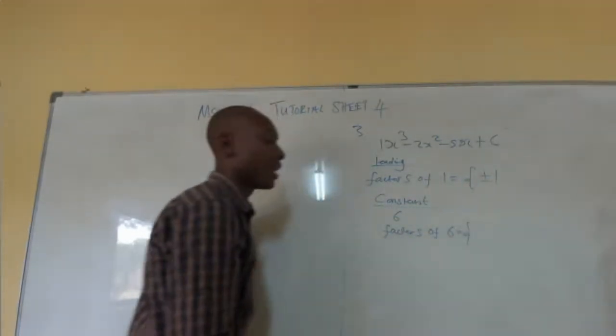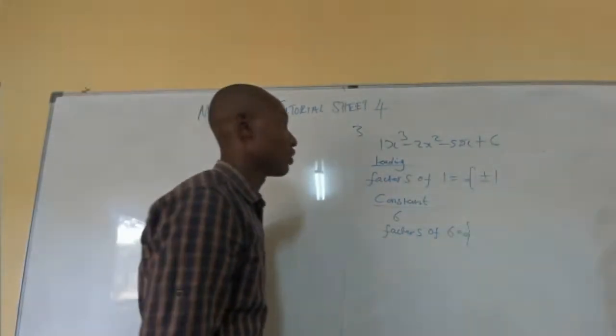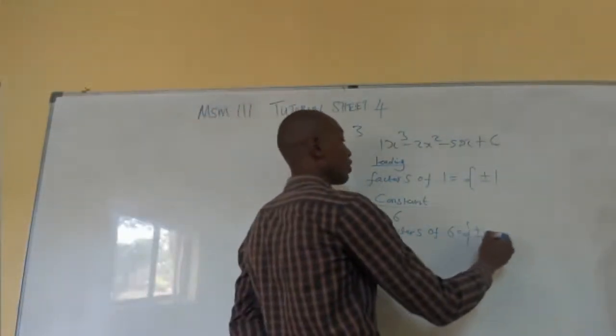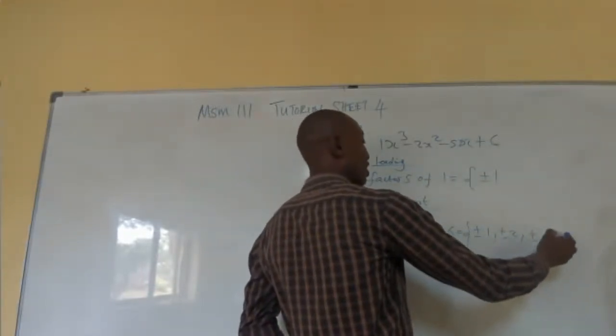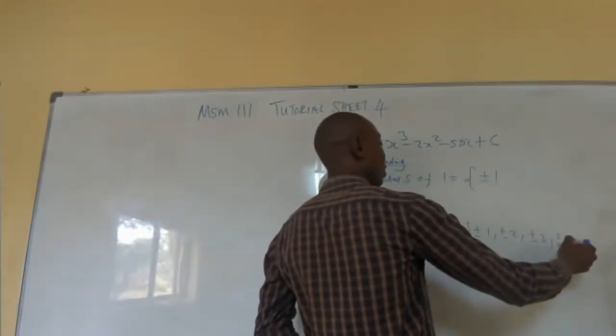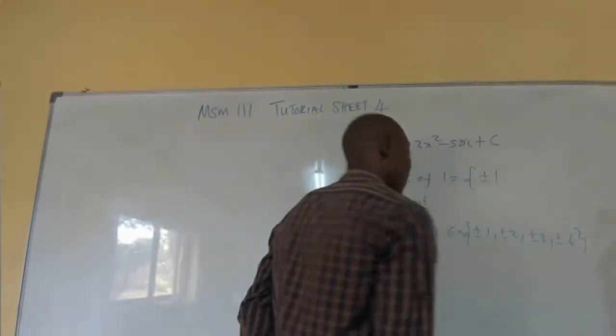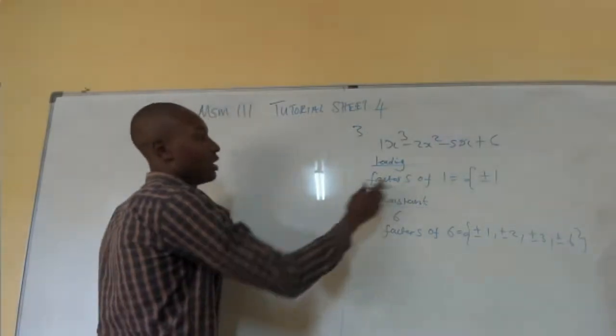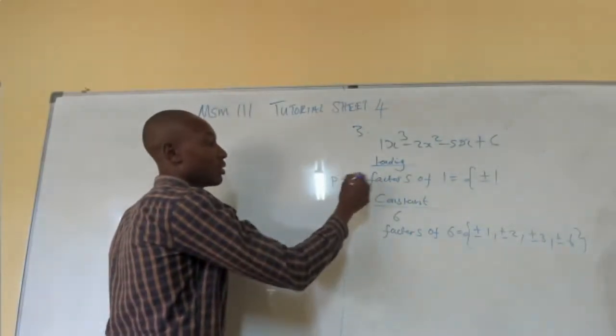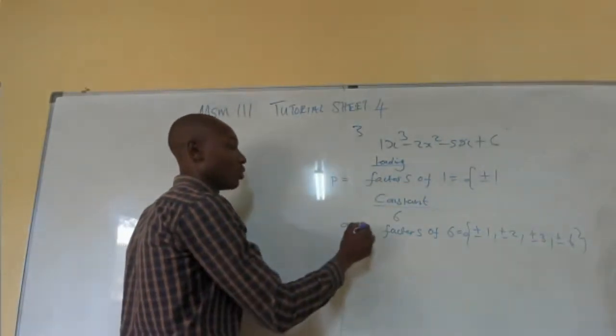Now remember that the factors of 6 can either be positive or negative. So we have plus or minus 1, plus or minus 2, plus or minus 3, and plus or minus 6. Okay, then there's a formula that we have. Let's say that this is P and this is called Q.